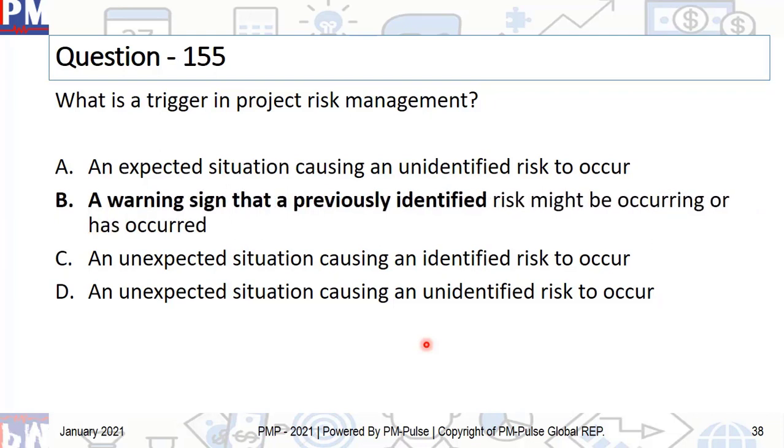And the correct answer is B, a warning sign that a previously identified risk might be occurring or has occurred. And it's always for identified risk. Unidentified risks, you don't even know what they are, so how could you place a trigger for them? So a trigger is basically an early warning sign for identified risks.